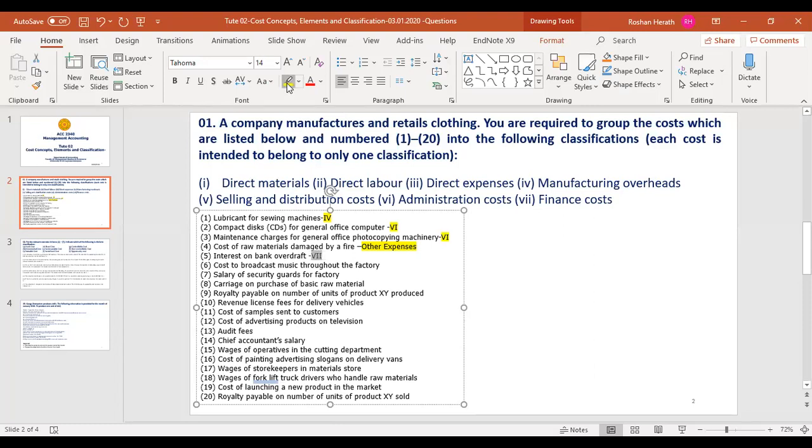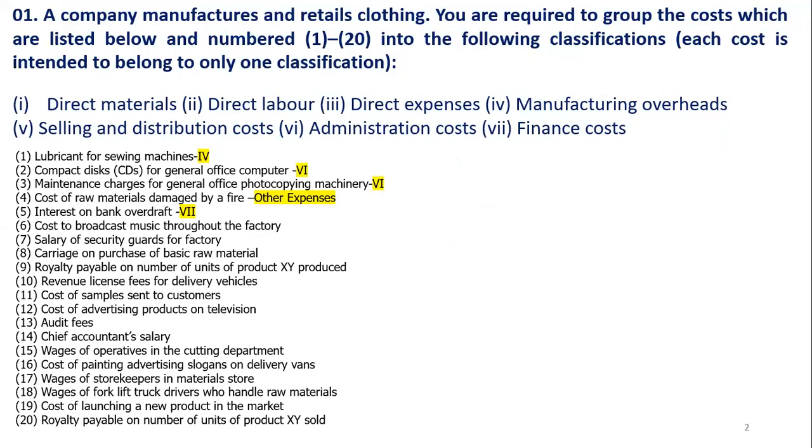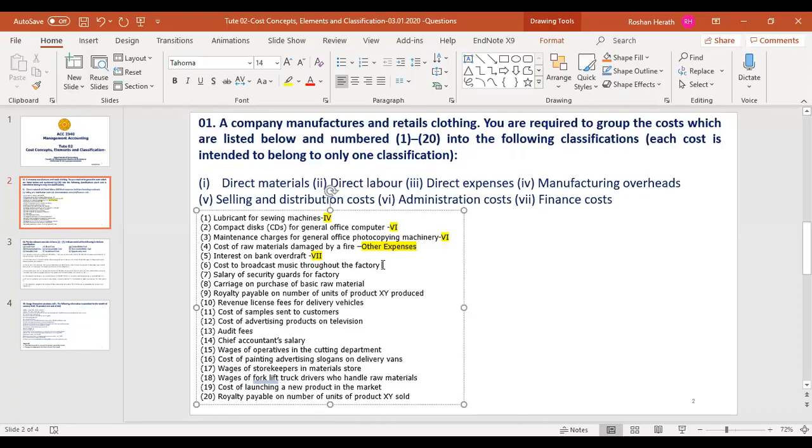Finance cost. Yes, good. Then what about the cost to broadcast music throughout the factory? So in order to give some kind of motivation, some kind of relaxation, they thought of broadcasting the music throughout the factory. Yes, so you're going in the correct direction. It is something to do with manufacturing, but it's not something direct. Hence, it has to be a manufacturing overhead. Good. Appreciate. You have taken it correctly. It's 4. Item for manufacturing overhead.